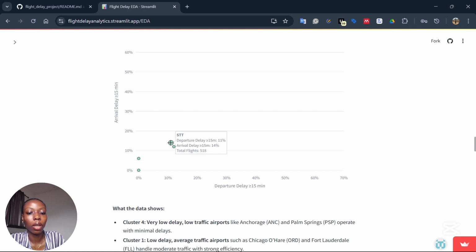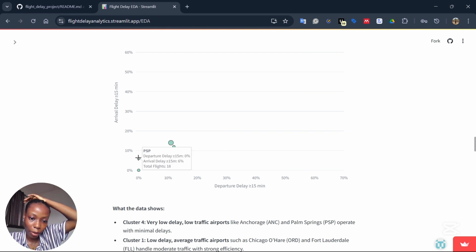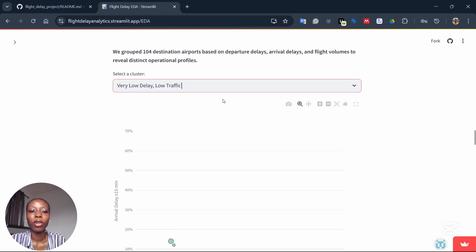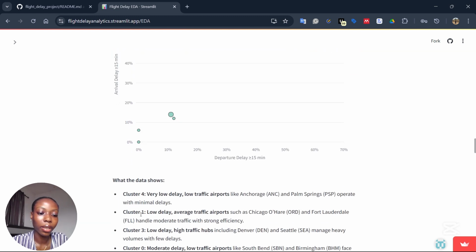So we can see the total flights are 508 for Anchorage, and for Palm Springs you can see 18. For LEX, you can see just one flight, that was not delayed at all. So yeah. Then moving on to cluster one, which is the next one.